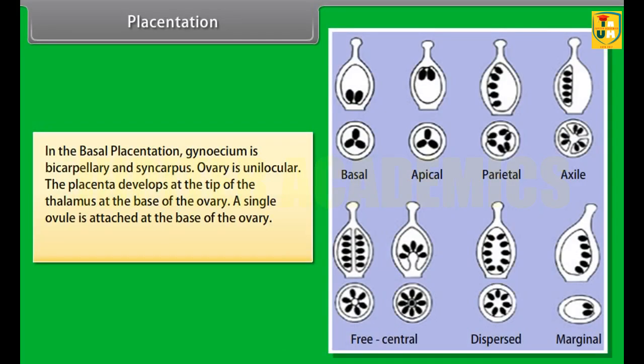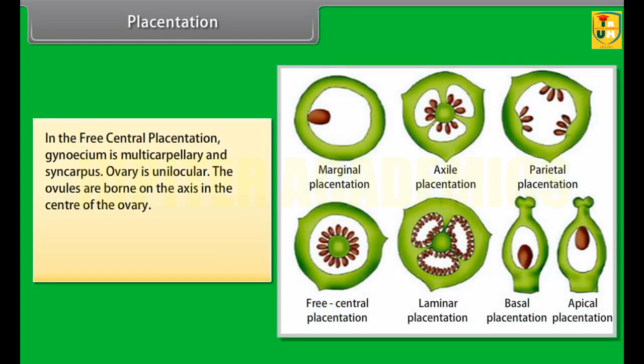In the basal placentation, gynoecium is bicarpellary and syncarpous. Ovary is unilocular. The placenta develops at the tip of the thalamus at the base of the ovary. A single ovule is attached at the base of the ovary. Example, Tagetes.